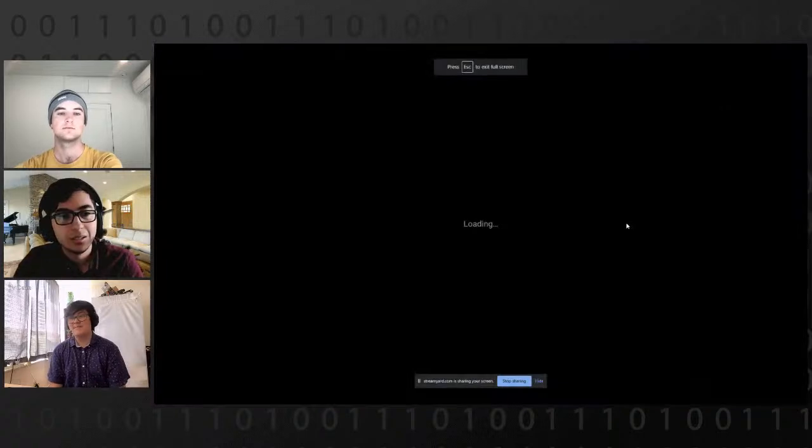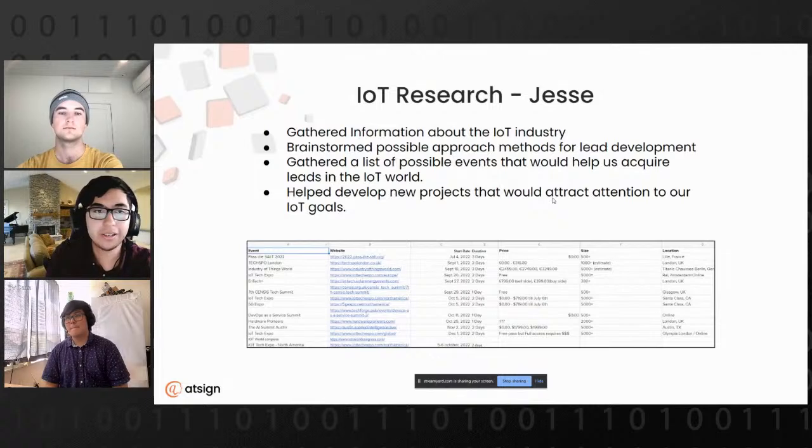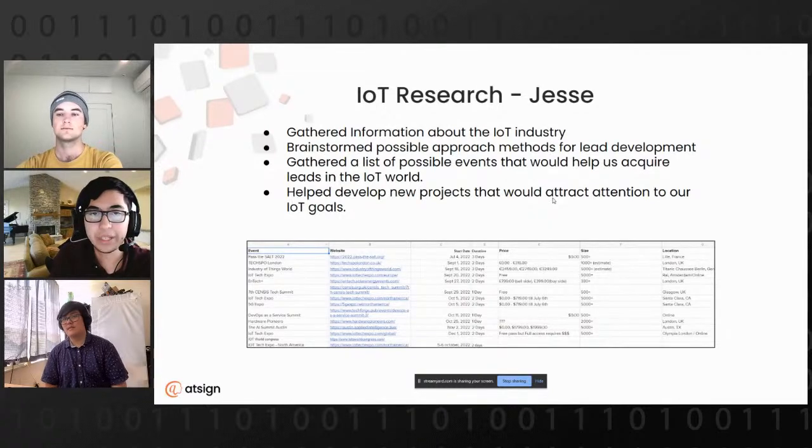All right. So next, I will be going into how I conducted some of the IoT research. I started off by gathering information from Barbara and took the research that she did, and then I brainstormed some possible approach methods for each industry that would help us acquire new leads. I also gathered a list of possible events that relate to IoT and that would help us acquire leads. So I made a spreadsheet of that. I came up with about 15 to 20 really big conferences where Atsign could participate.